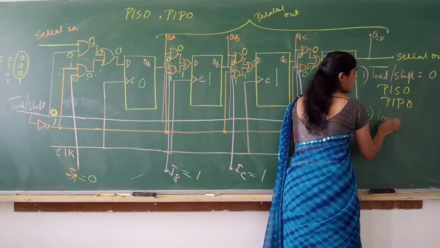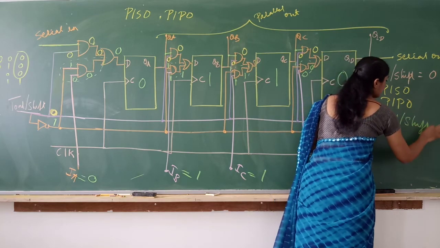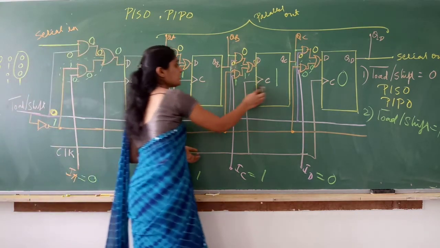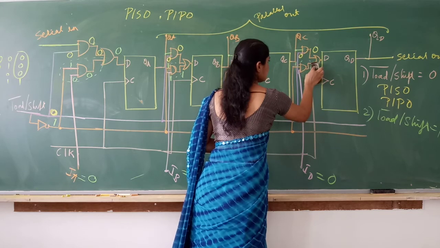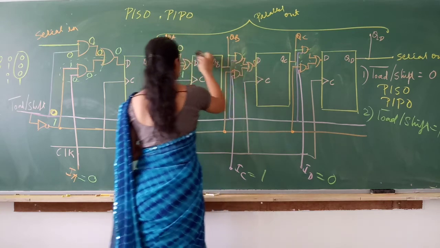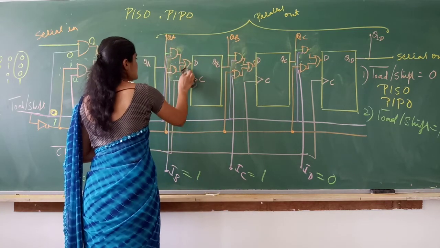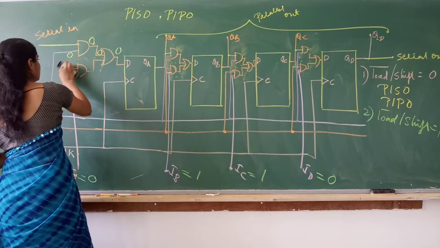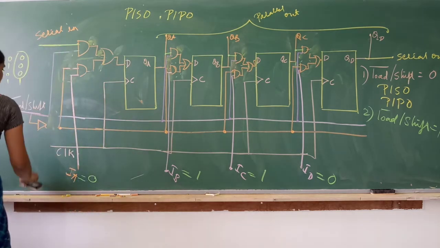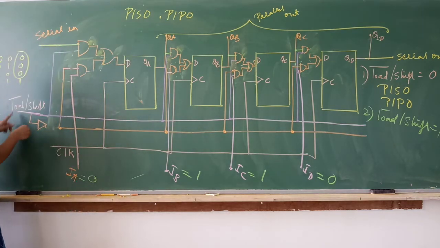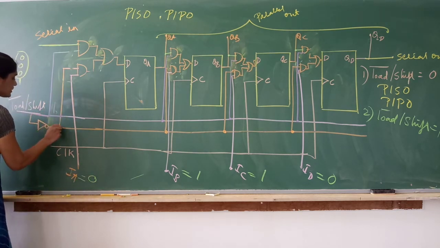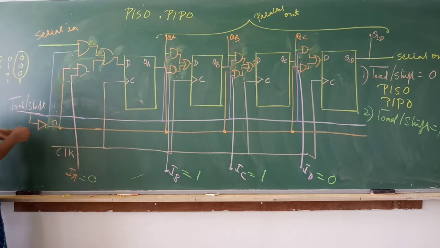Second, what happens if we connect load bar shift line to 1? What happens if we connect load bar shift line to 1? You yourself can analyze, but I'll just explain what happens here. Very simple. It is just simple AND OR gate analysis. Now what happens here? I have connected load bar shift line to 1. Now this is 1. And this will be what? 0. Correct? So now this is 0.